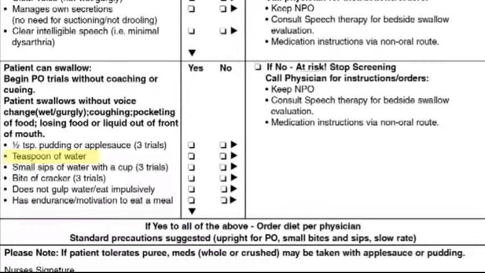If they're able to handle a teaspoon of water, then we would recommend that you proceed to cup drinks of water. And again, with the patient, we would do 3 trials of a cup drink of water, and we would ask the patient, if possible, to hold the cup himself and to let himself drink from the cup, so that you can watch for the 4 indicators that were discussed at the beginning of this section.